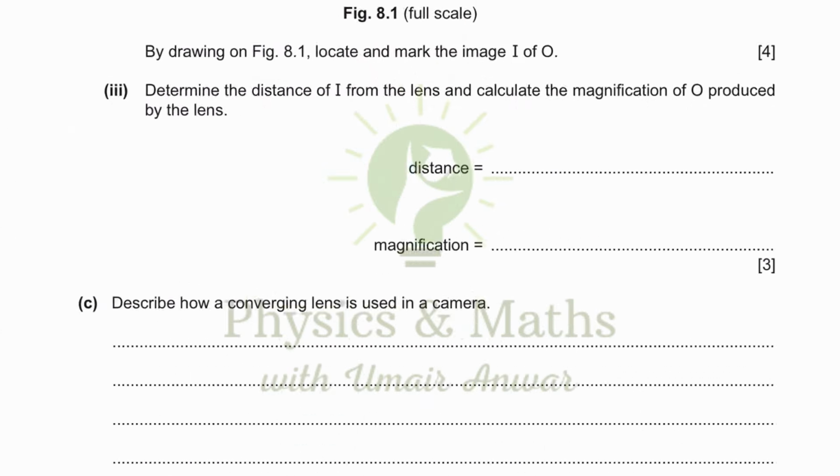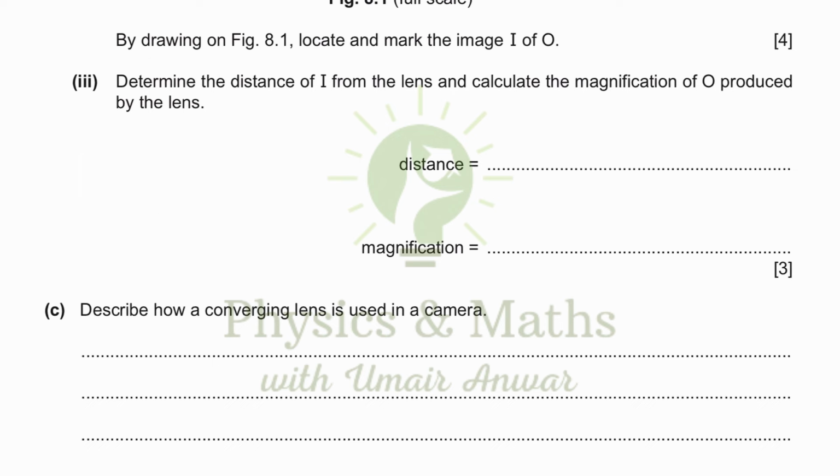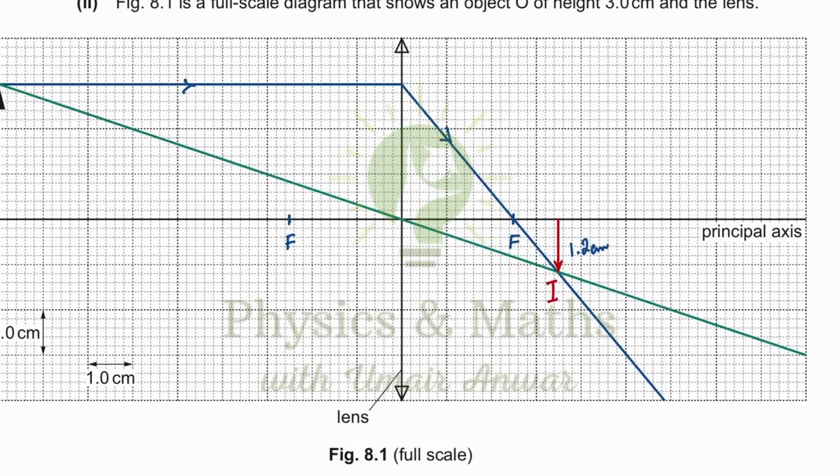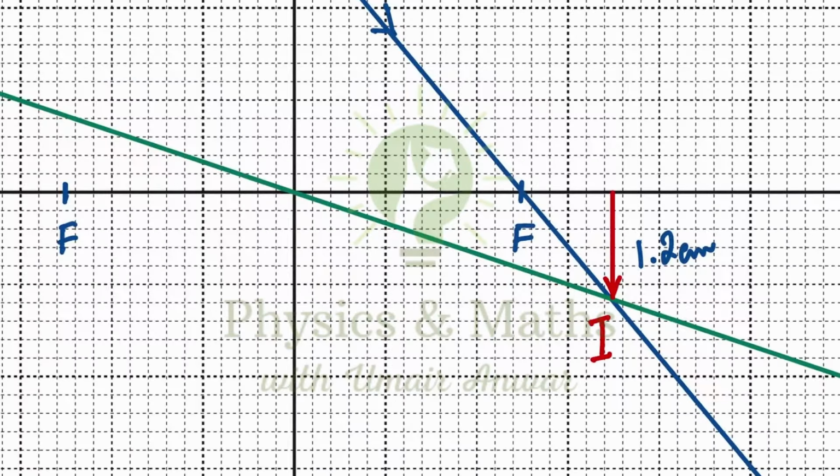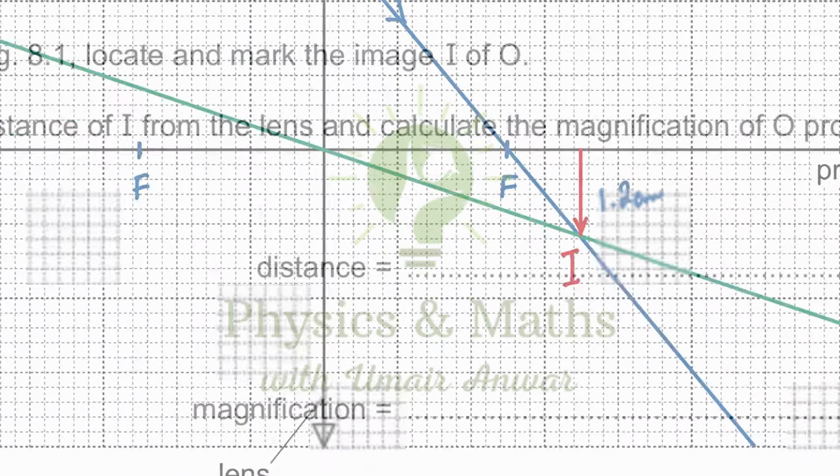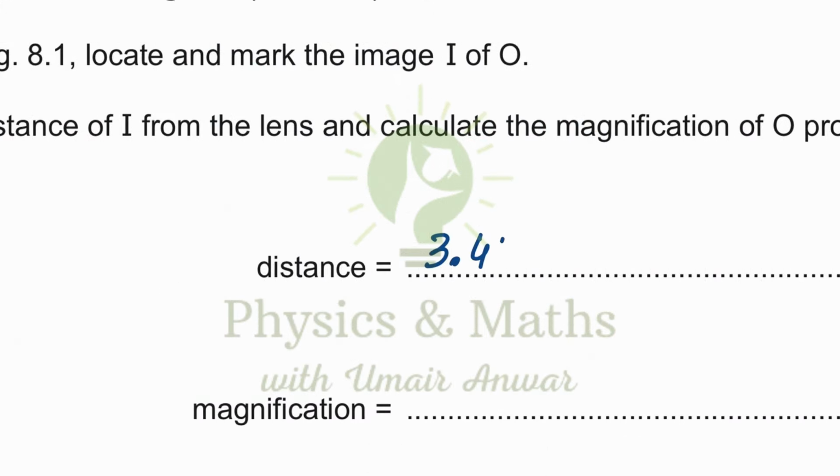The next part says determine the distance of image from the lens and calculate the magnification of O produced by the lens. So the distance of image is 1, 2, 3, and a little after 3.4. So it could be taken as 3.45. So I'm writing it is 3.45 centimeters.